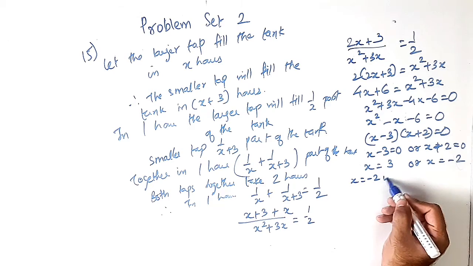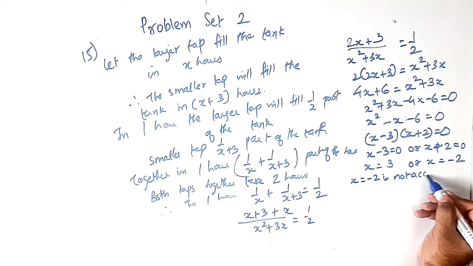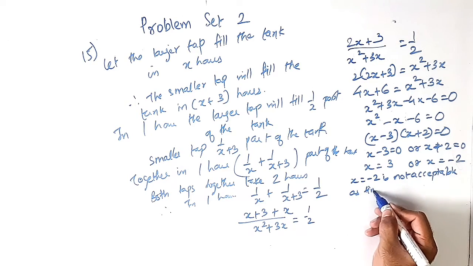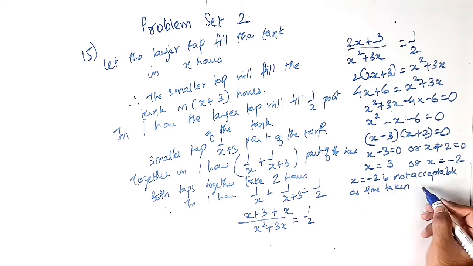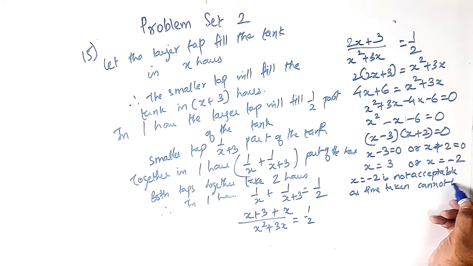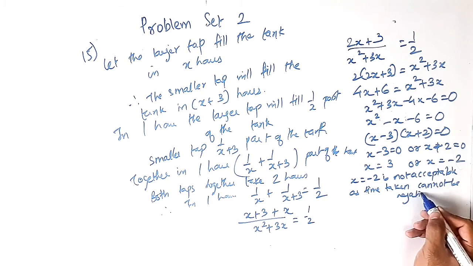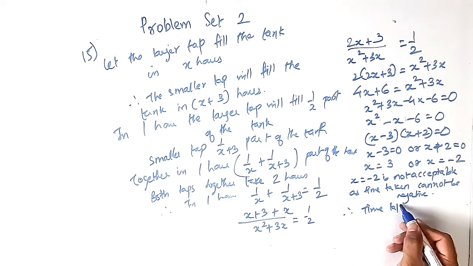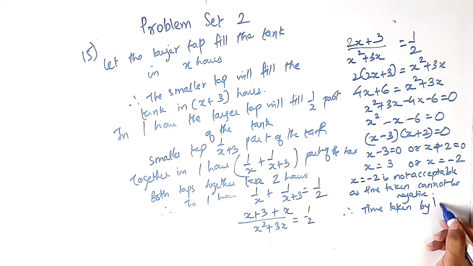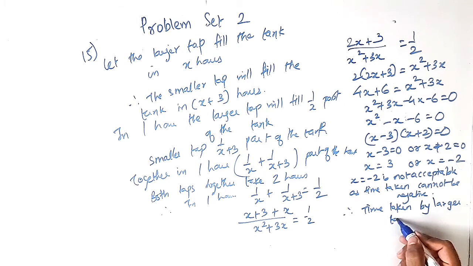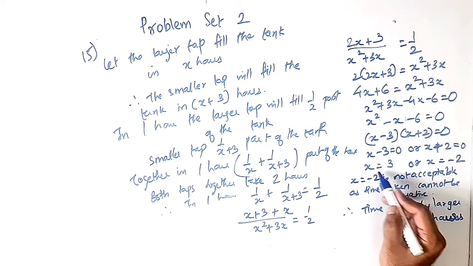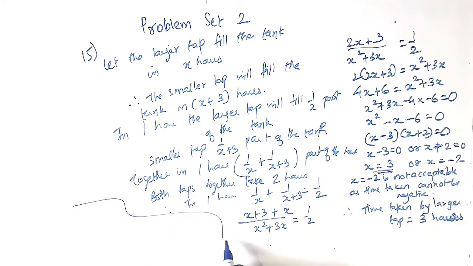x is equal to minus 2 is not acceptable as time taken cannot be negative. Therefore, time taken by larger tap is equal to 3 hours. Okay? This is the answer for larger tap.